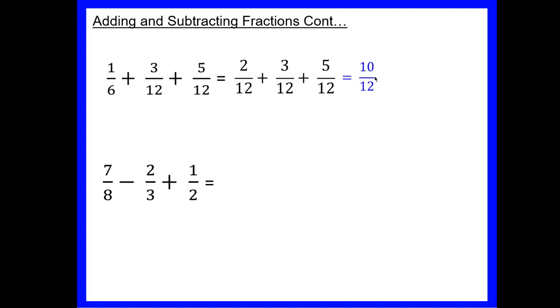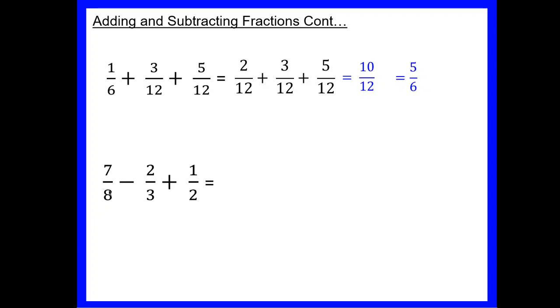We get 10 out of 12, and again, they're both even, so I know that I can simplify them. So the biggest number that fits into 10 and 12 is 2, so I'm going to divide them both by 2, and that gives me 5 out of 6.